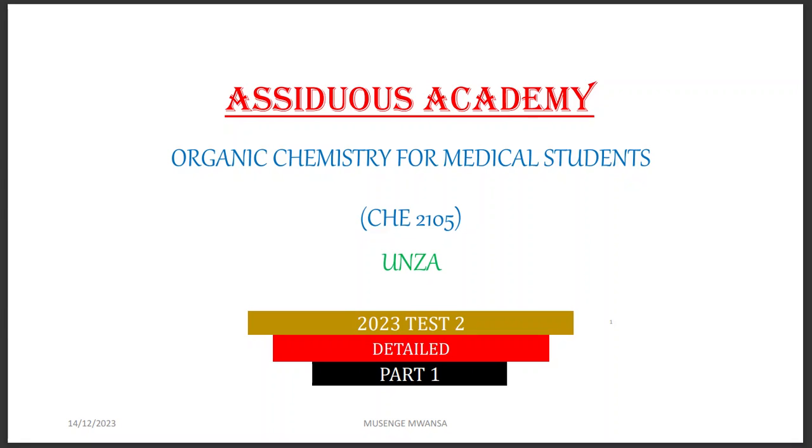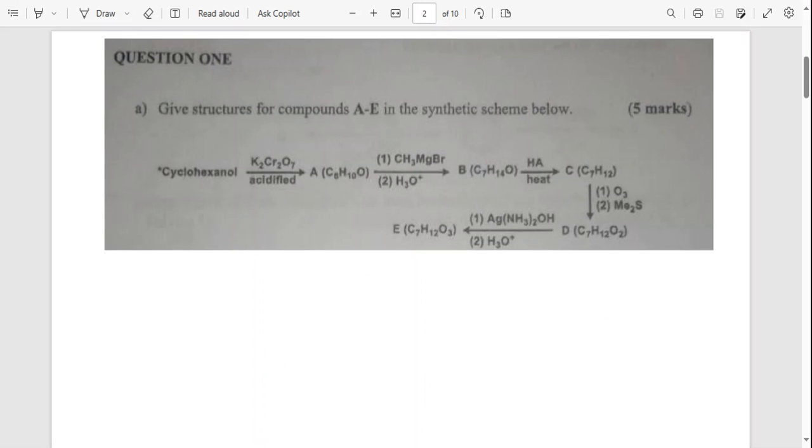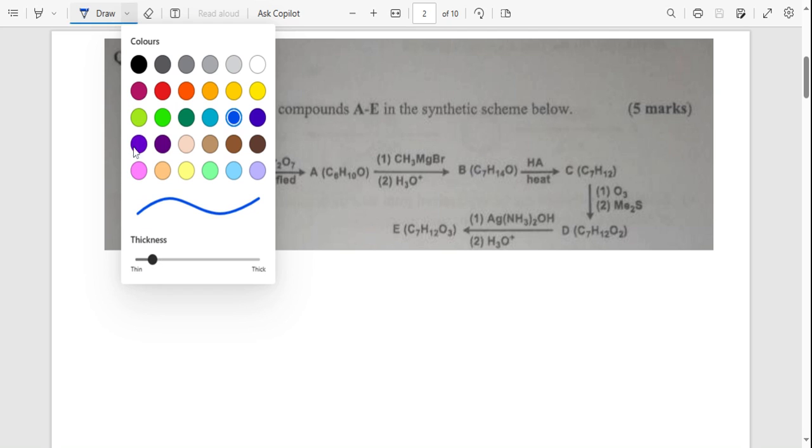Let's get started. This is 2023 test 2. And in this part, we'll do the first two questions. They are long. Okay, the first question here: give the structures for compounds A up to E in the synthetic scheme below. We want to give the structures of the compounds from A to the compound E.